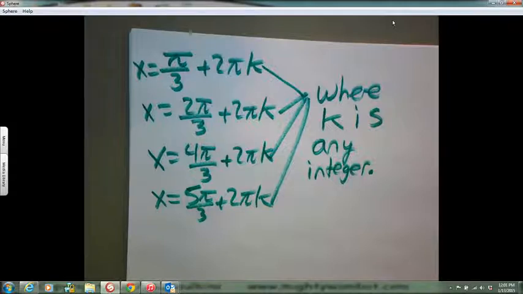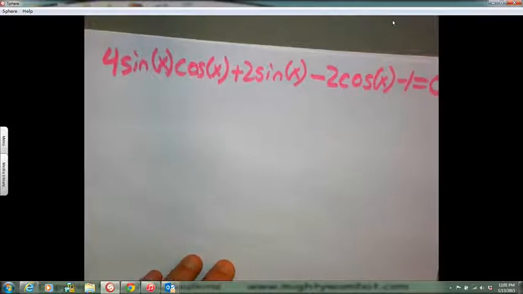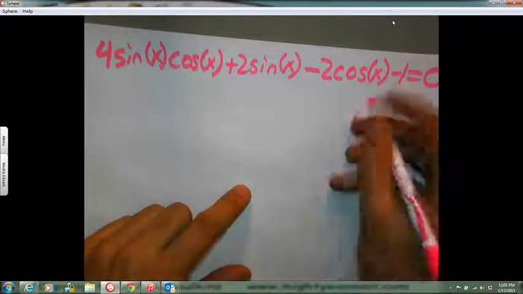Okay. Let's go to number 5. Number 5 says 4 sine x cosine x plus 2 sine x minus 2. I will unfreeze in 1 second. Number 5, yeah. Here we are. And just please note we changed the domain restriction here to negative 4 pi to 4 pi. Please note.